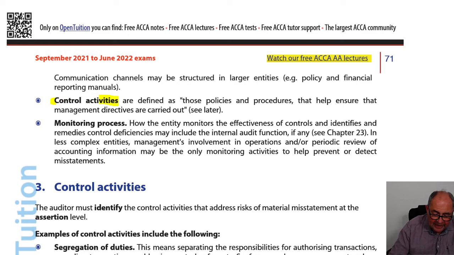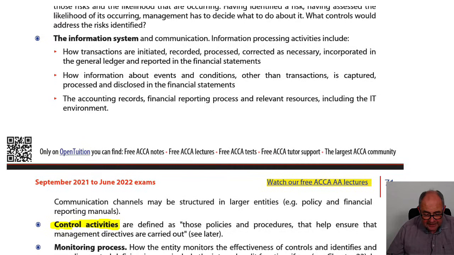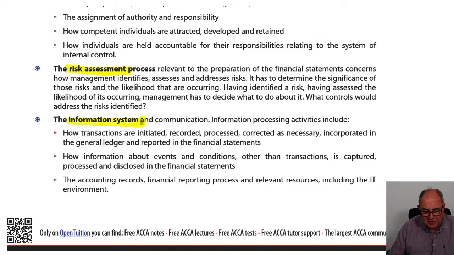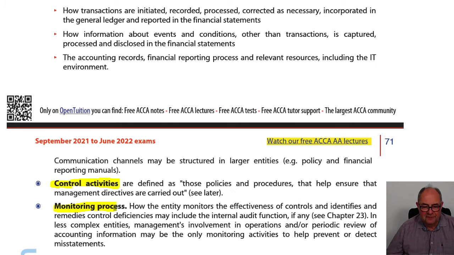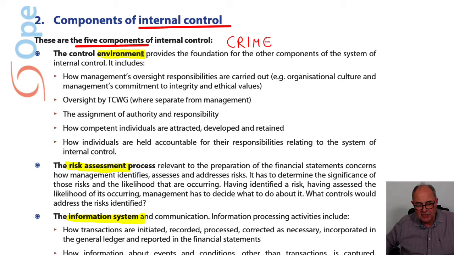The R is risk assessment. The I is information systems. The M is monitoring. And finally, the E is the environment in the first place. So strictly, control environment. I suppose you could say CRIMKE instead of CRIME, but that doesn't seem to work quite well. But we'll just talk through those components.